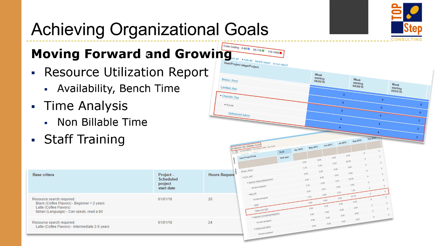Achieving organizational goals. Moving forward and growing. Through the data that you're putting in and generating, you're able to get a series of reports. Some of the reports that you could look at, especially during times of slow growth and allocating staff to other projects, such as internal projects or company initiatives, using the report to identify available staff is key. So here I've got a few different samples which I'll actually show you in the environment.